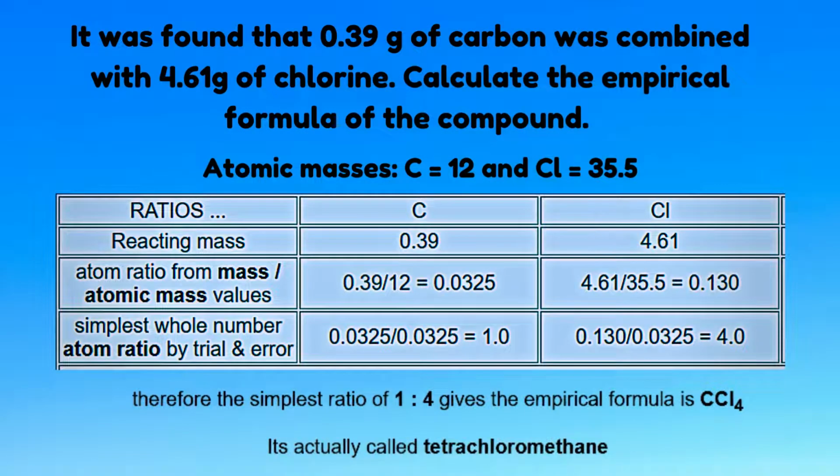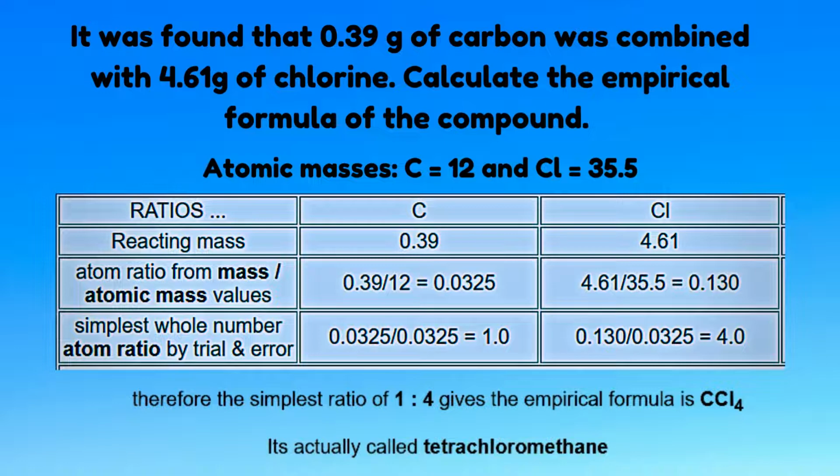An example is provided here. It was found that 0.39 gram of carbon was combined with 4.61 gram of chlorine. Calculate the empirical formula of the compound. Atomic masses are provided here: carbon 12 and chlorine 35.5. So at first you divide the reacting masses by their atomic mass values. For example, carbon 0.39 divided by 12. Similarly, chlorine 4.61 divided by 35.5.